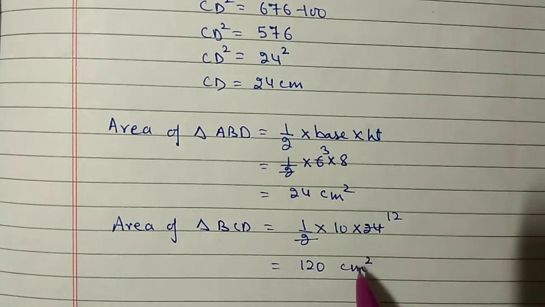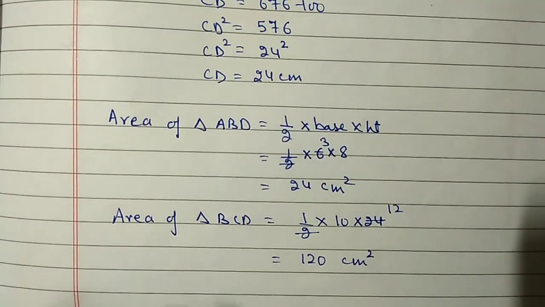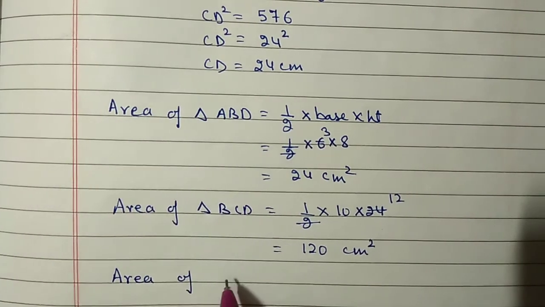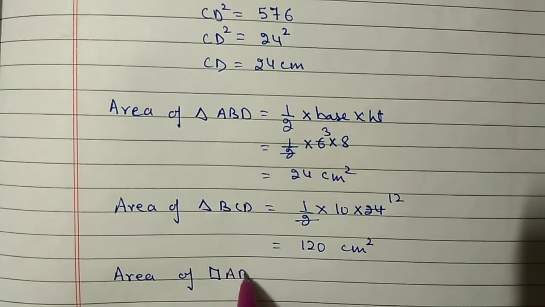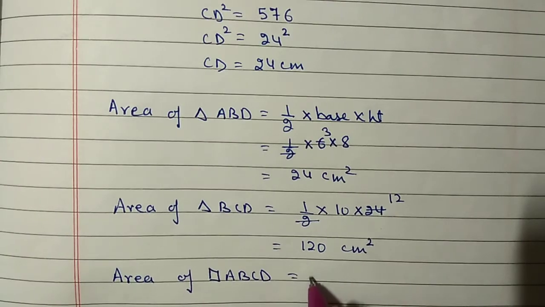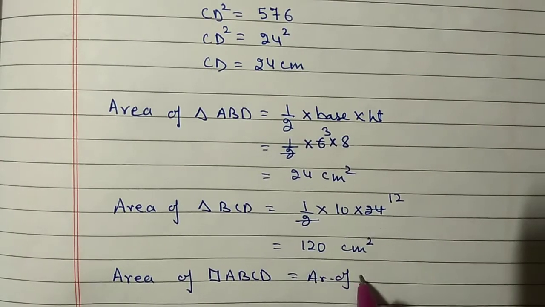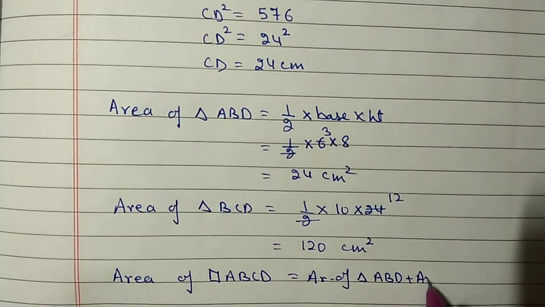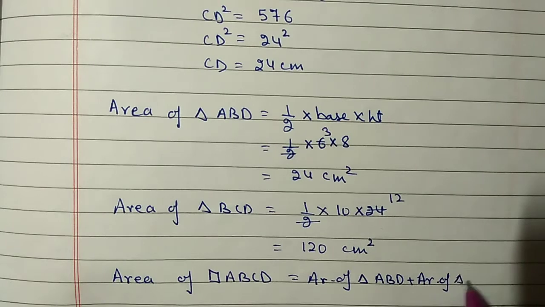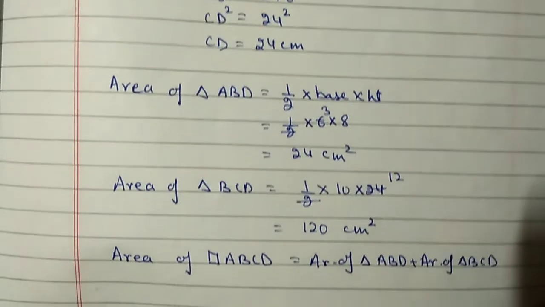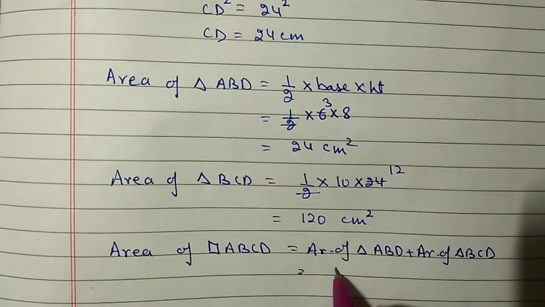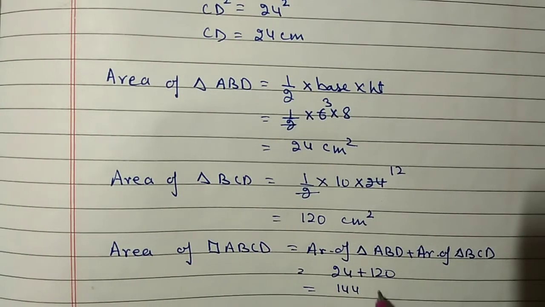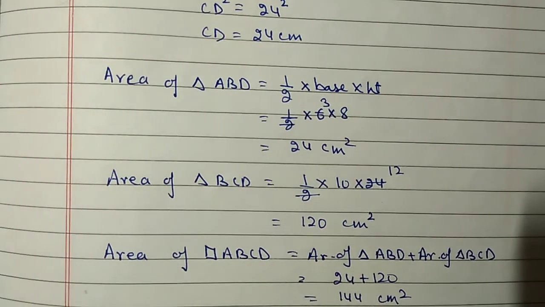Now both the triangle areas we can add, that will be equal to the area of quadrilateral ABCD. Is equal to area of triangle ABD plus area of triangle BCD. So this is equal to 24 and this is 120. After addition we will get 144 centimeter square.